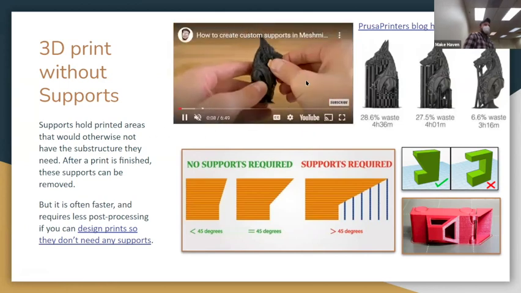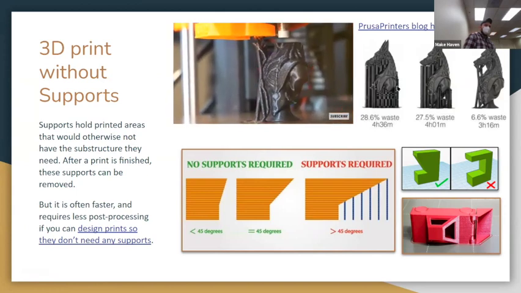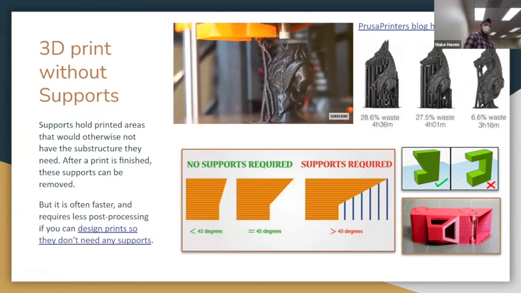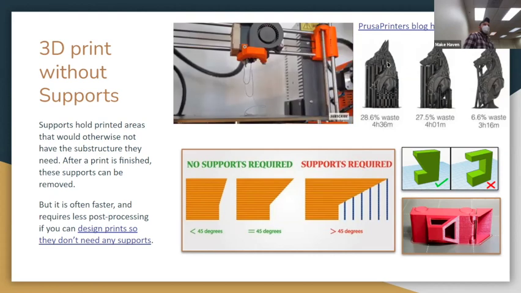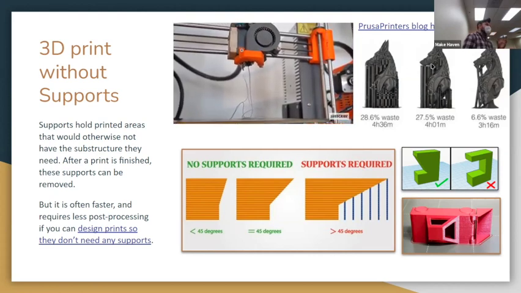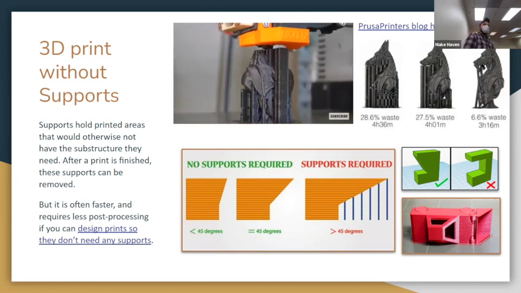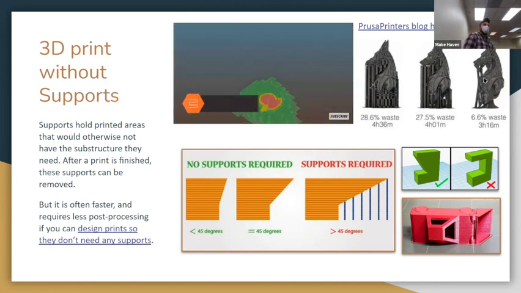Like this is a video of how to make custom supports in Mesh Mixer, where supports on something like this Anubis head are going to take up a lot of print time, and they have a weird effect that they leave on things. So you don't necessarily want them, but you can support it exactly where it needs it. There are some interesting things that happen like that.